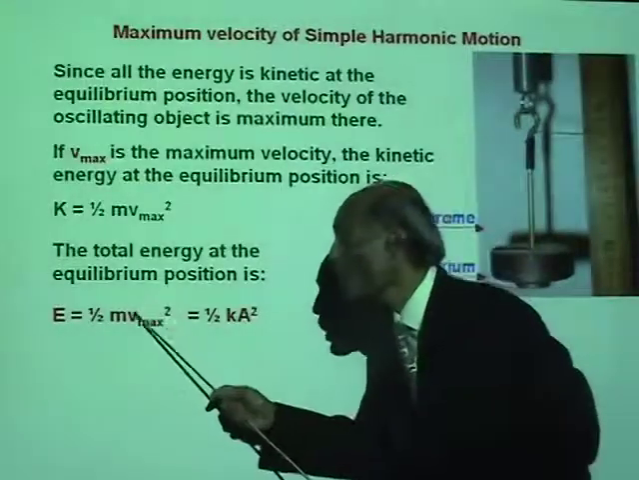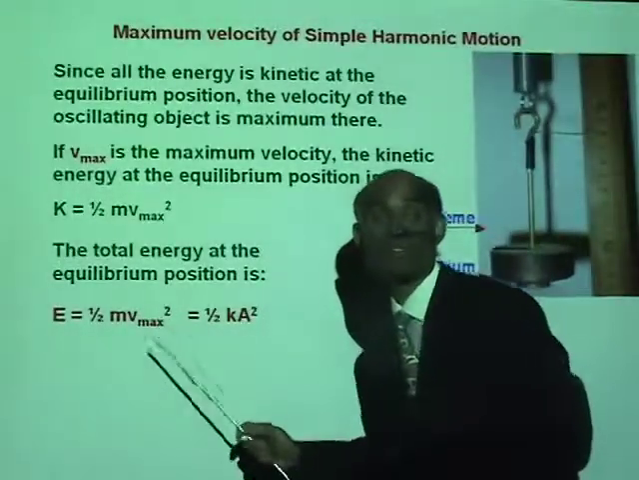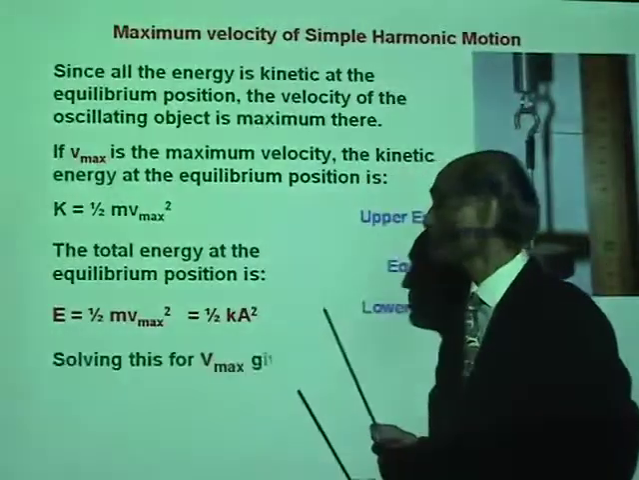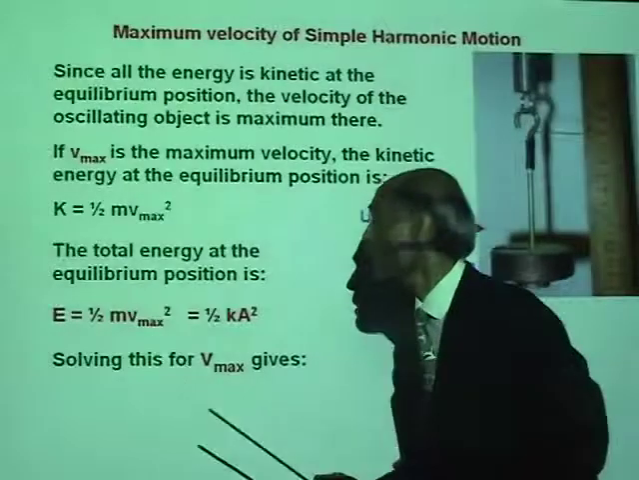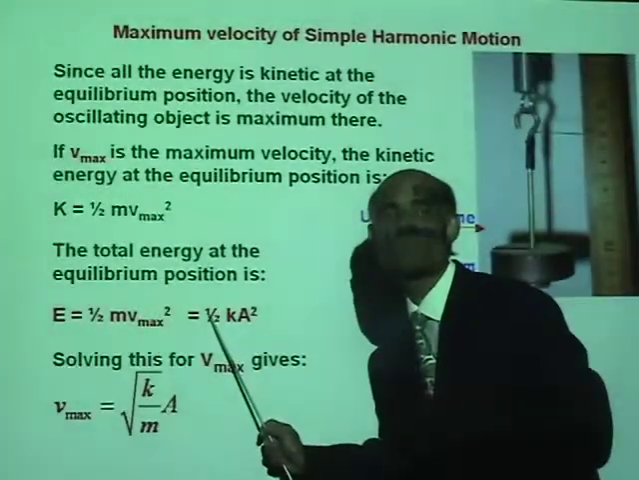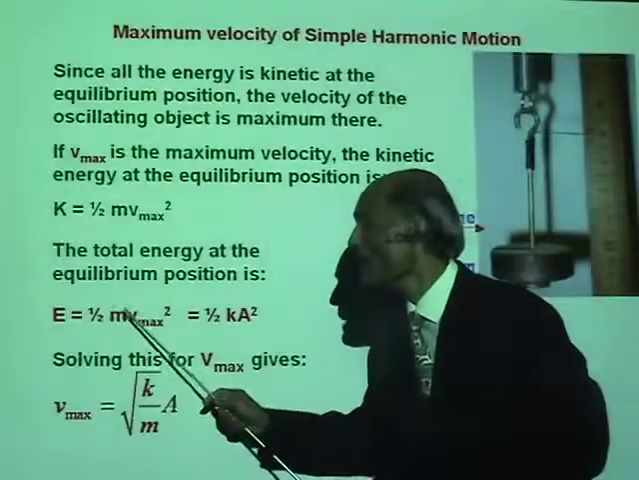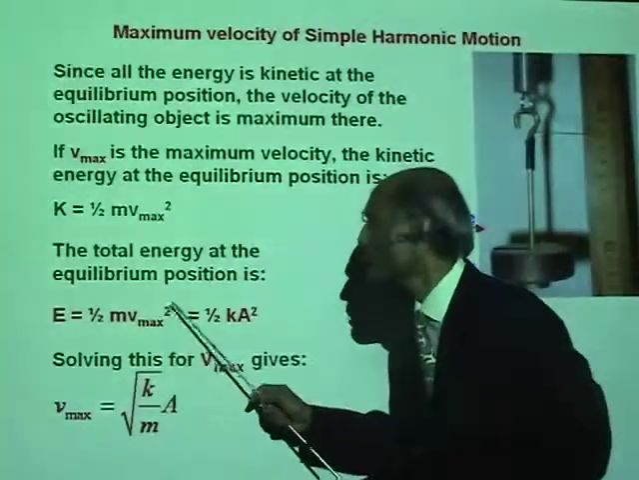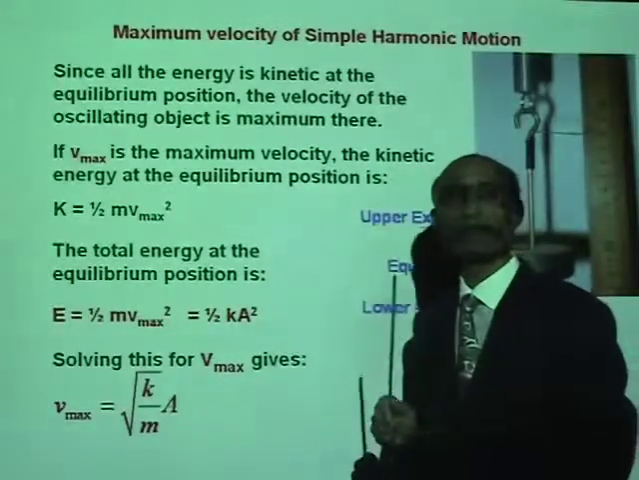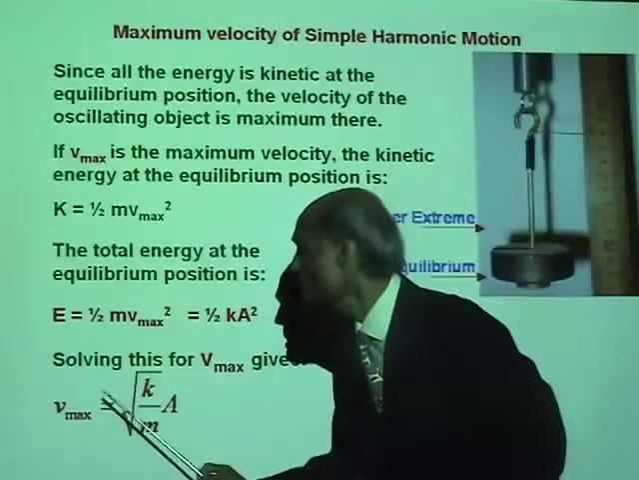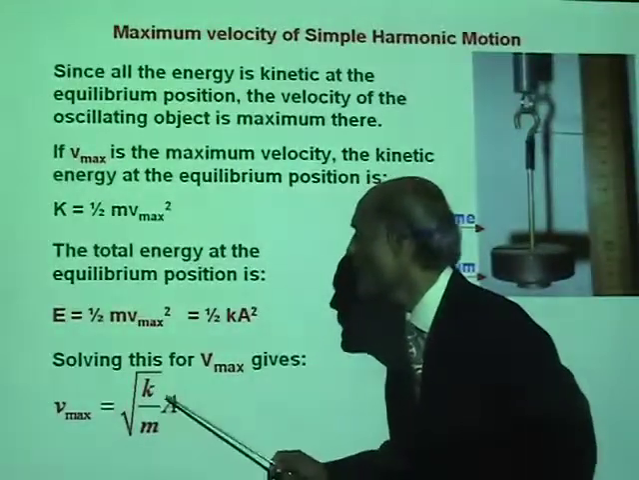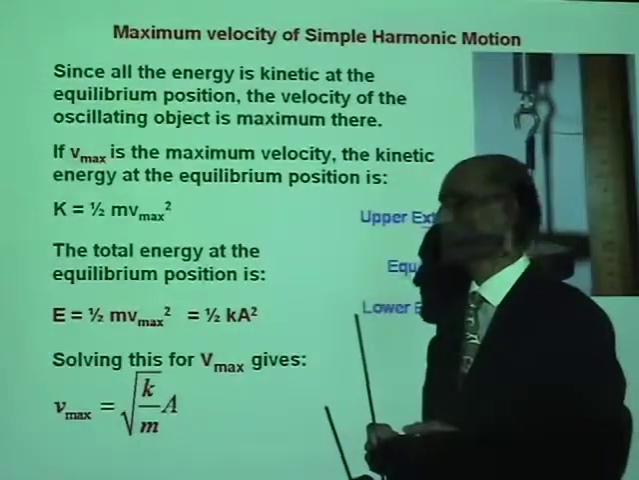You can now solve for Vmax. Can you do that? 1/2 and 1/2 will go. We can solve for Vmax. I'm going to leave it for you to solve that equation. 1/2 m v max squared equal to 1/2 k A squared. And therefore, Vmax equal to square root of k over m times A.